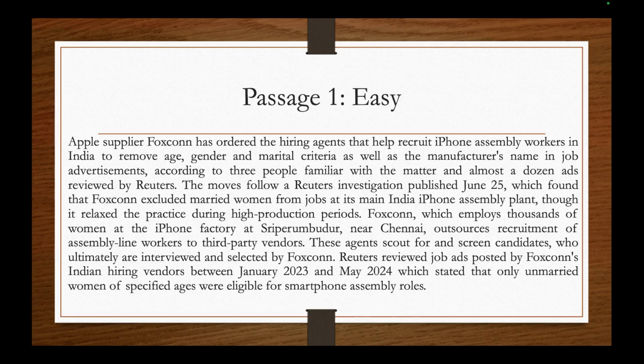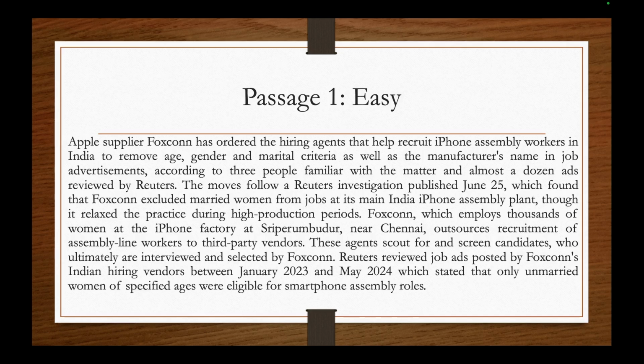Apple supplier Foxconn has ordered the hiring agents that help recruit iPhone assembly workers in India to remove age, gender, and marital criteria, as well as the manufacturer's name in job advertisements, according to three people familiar with the matter and almost a dozen ads reviewed by Reuters. The moves follow a Reuters investigation published on June 25, which found that Foxconn excluded married women from jobs at its main India iPhone assembly plant, though it relaxed the practice during high production periods.